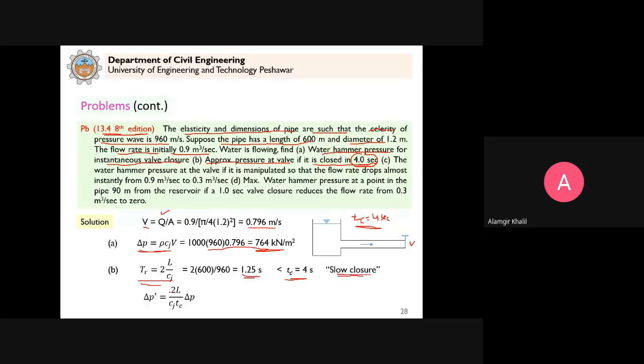So for slow closure, we develop this equation. Delta P dash is equal to 2L by Cj divided by Tc times delta P. So now we already know delta P from here. You can plug in the values, and now for slow closure, it is 238.75 kPa, kilonewton per square meter. So you can see 764, and then with slow closure, the pressure is 238.75. That's why we would like to slowly close the valve to keep the water hammer pressure reduced.